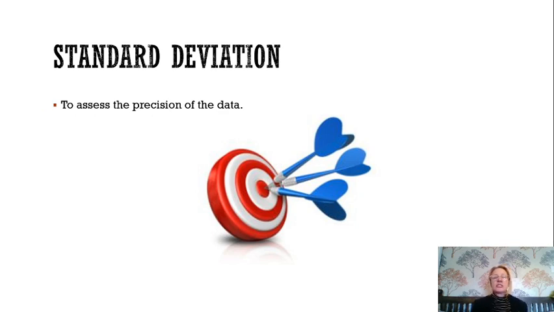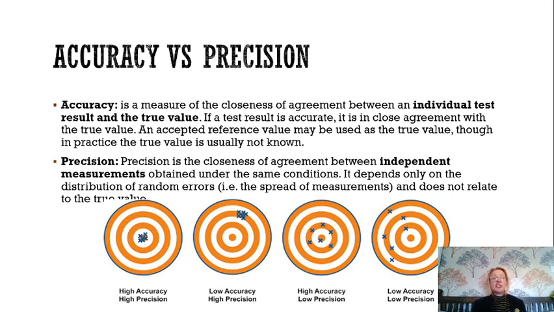So standard deviation, as I said, is to assess the precision of the data. So from the specification then, this is what they describe accuracy as, because people often get accuracy and precision mixed up. So accuracy is a measure of the closeness of agreement between an individual result and the true value. And if your test result is accurate, then it will be in close agreement with the true value. But often actually we don't know what that true value is, so it's not known. And precision then is the closeness of agreement between individual measurements under the same conditions. So it depends only on the distribution of random errors. So the spread of measurements does not relate to the true value.